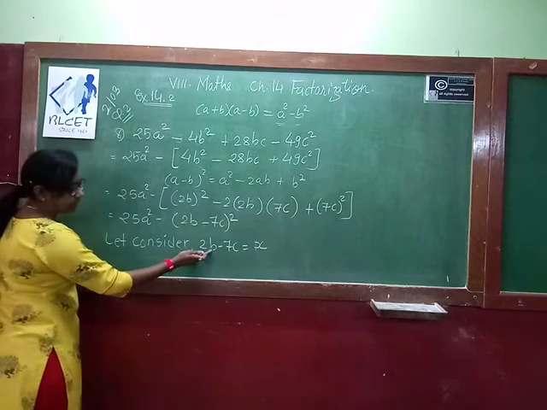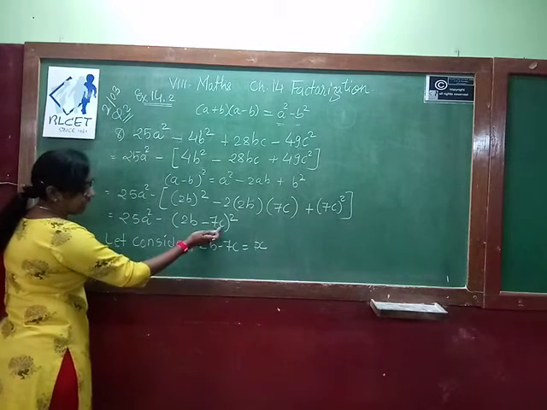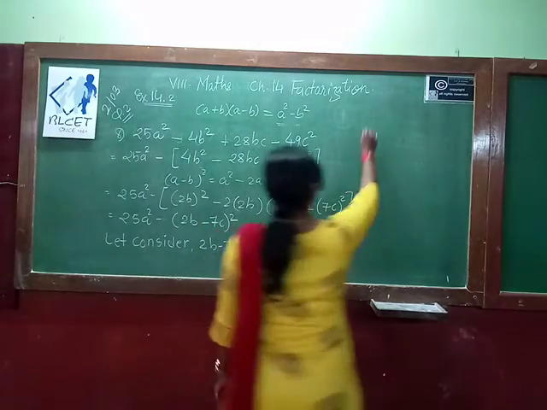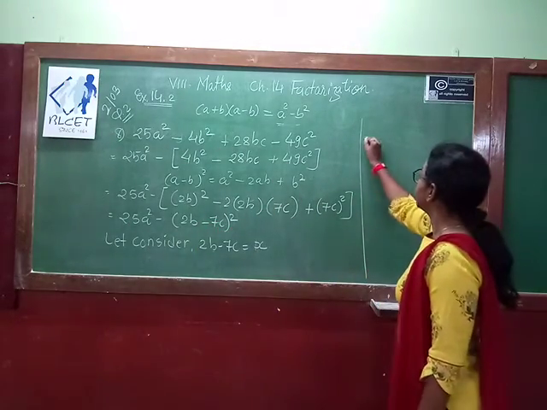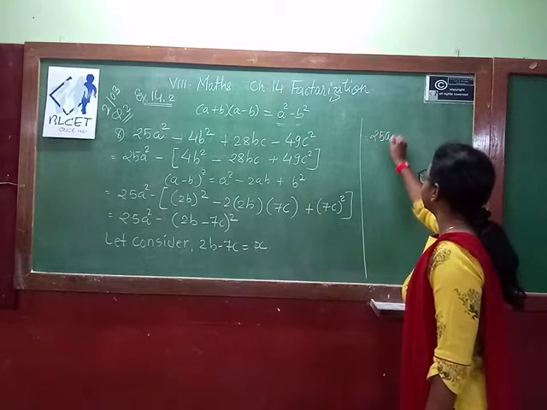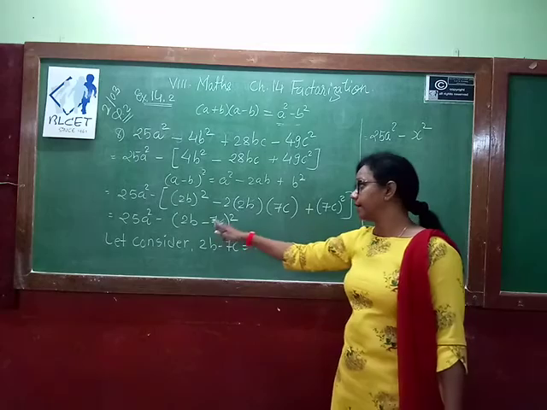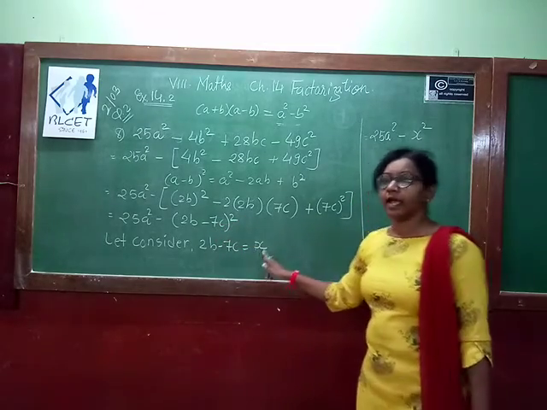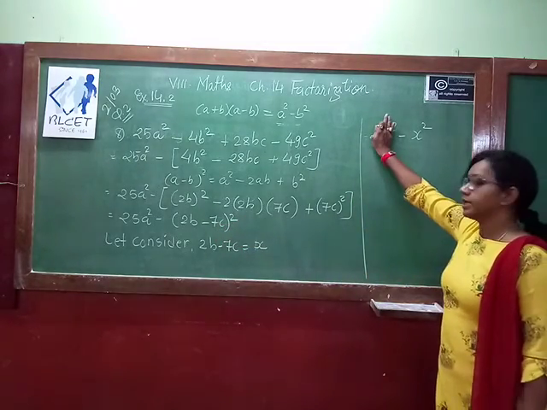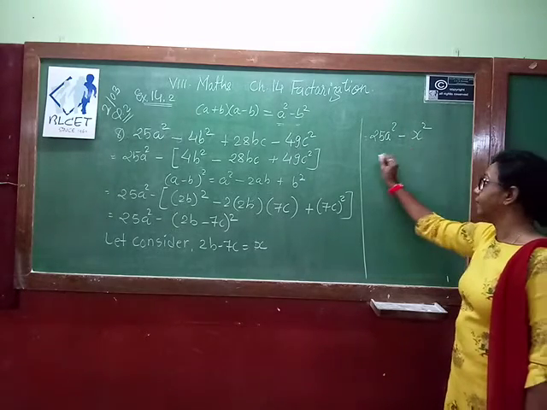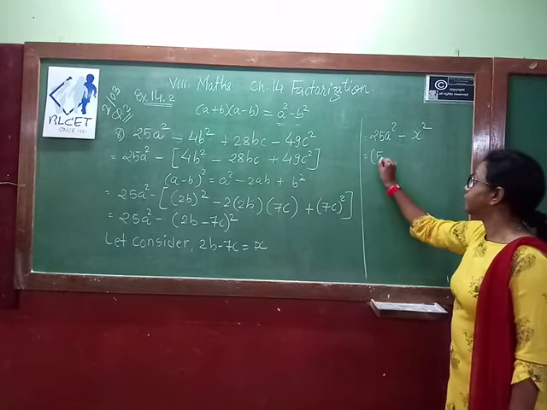Now in place of 2b minus 7c we have to write x. So what are you getting? 25a square minus x whole square. In place of 2b minus 7c we are writing x. So now this is your first term a square, this is your second term b square. First term square minus second term square.